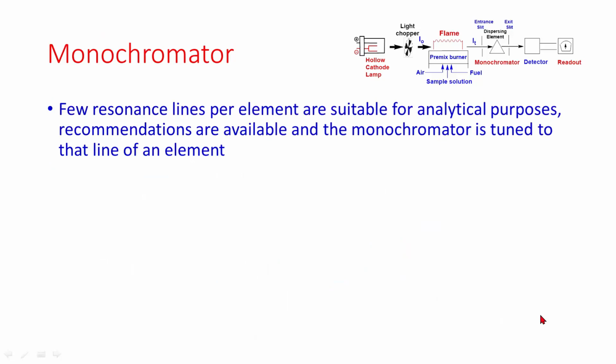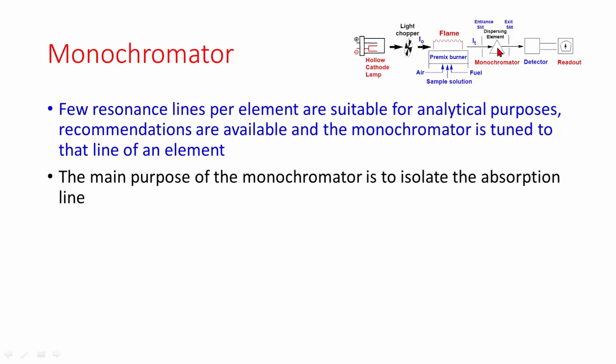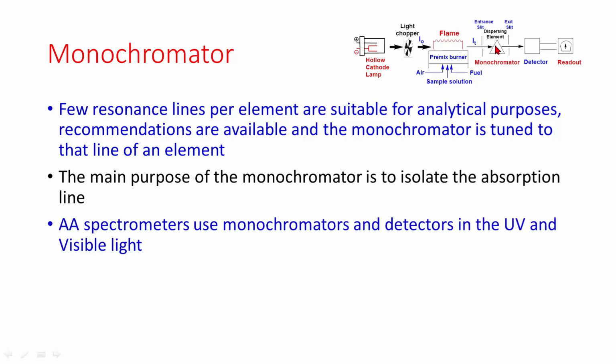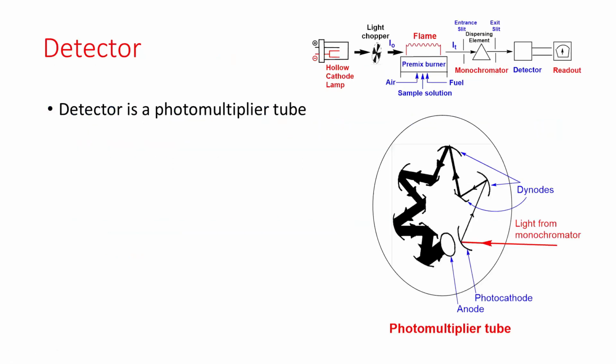Few resonance lines per element are suitable for analytical purposes. Recommendations are available and the monochromator is tuned to that light of an element during analysis. The main purpose of the monochromator is to isolate the absorption line. Atomic absorption spectrophotometers use monochromators and detectors in the UV and visible light region.